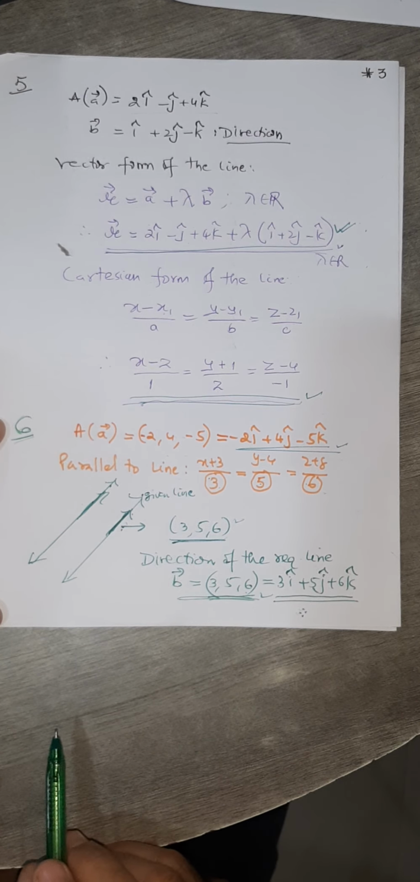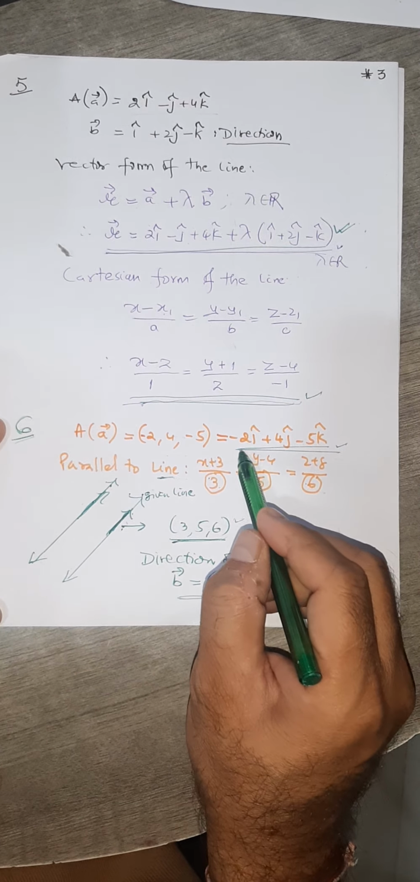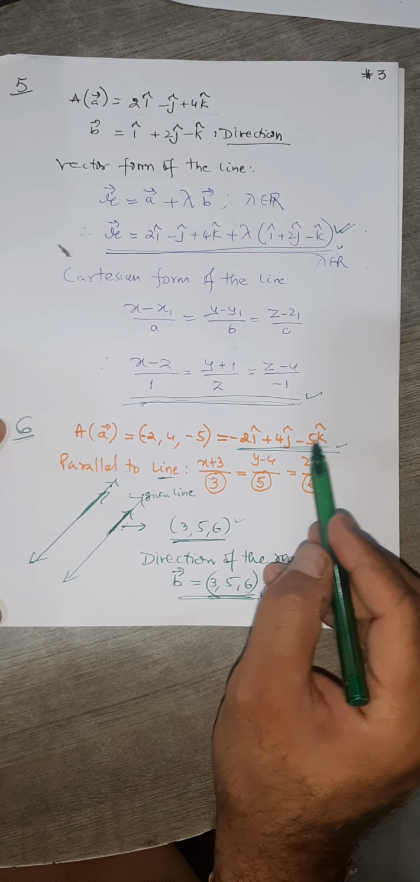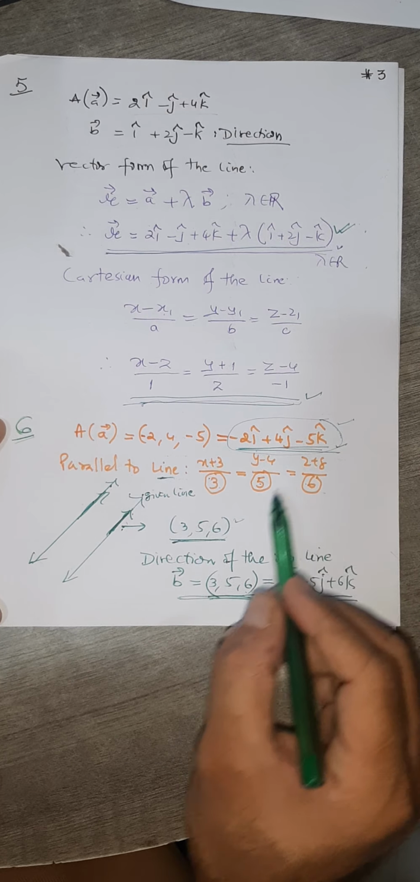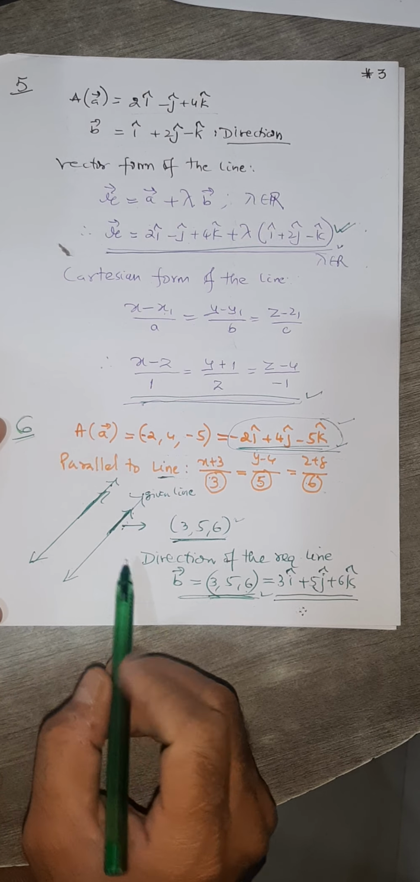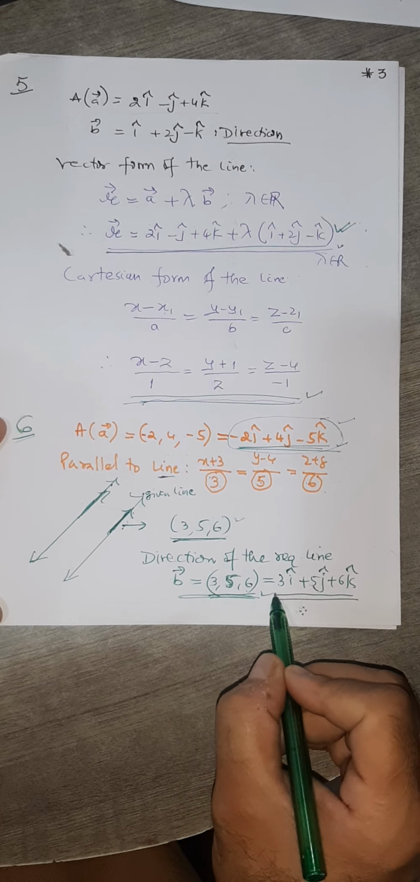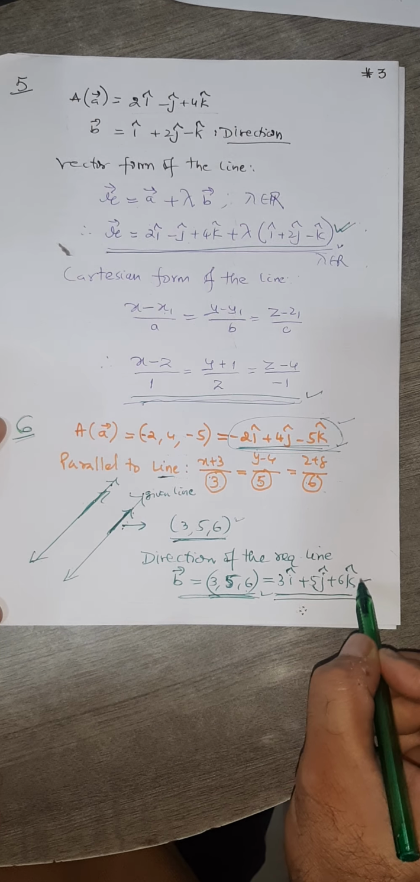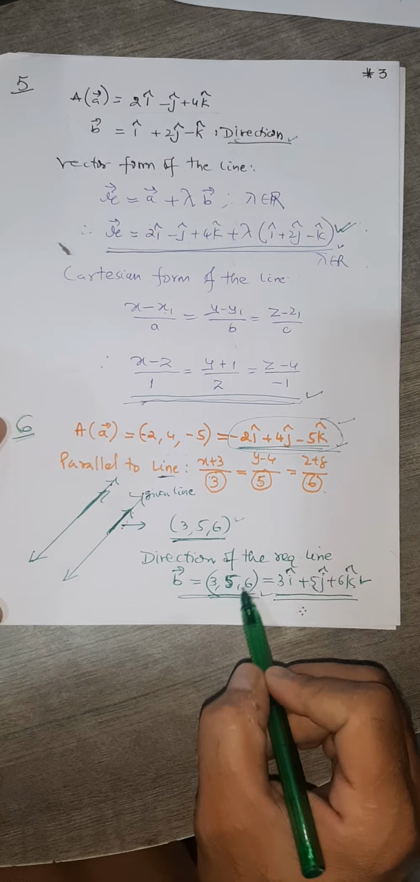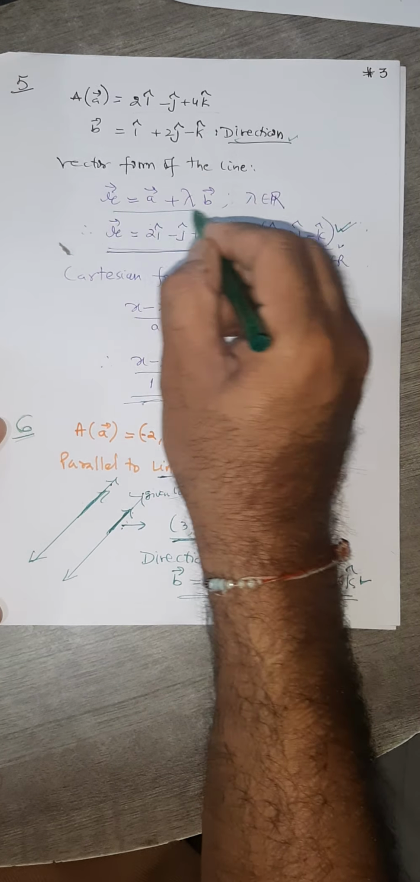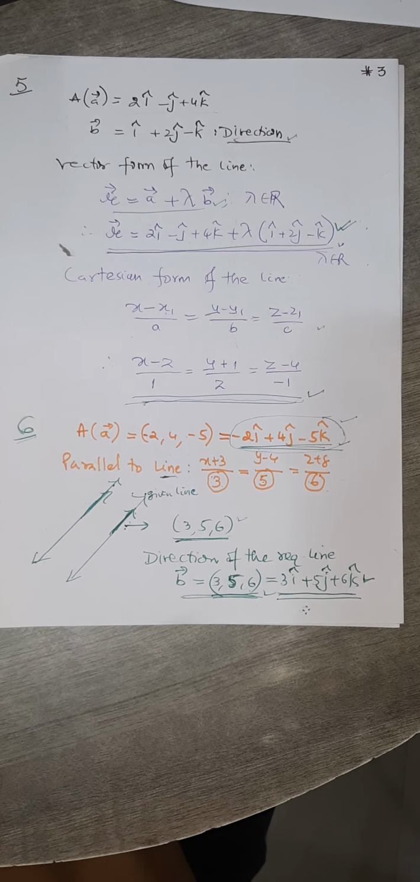In any question of getting the equation of a line, you need a fixed point on the line, which I did here. The fixed point is this, which is given to you. And using the concept of parallel lines, I have got the direction vector, 3, 5, 6. So you have direction vector B, as in the previous question, and you have the fixed point. Now you just write the vector form and the Cartesian form, and we'll get the required solution.